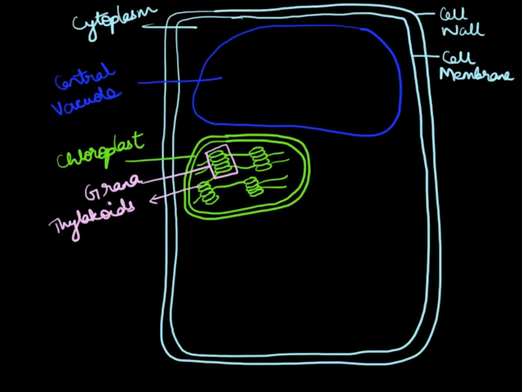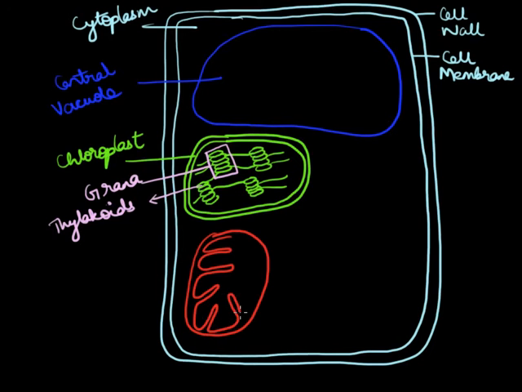Okay, so the next structure is the mitochondrion, the powerhouse of the cell. So just draw an oblong shape. And a mitochondrion is also a double membrane structure. The distinct feature of a mitochondrion is that the inner membrane is made up of a large number of folds called cristae. So this is how we draw the inner membrane of the mitochondrion. It has a large number of folds. So this is the mitochondria.